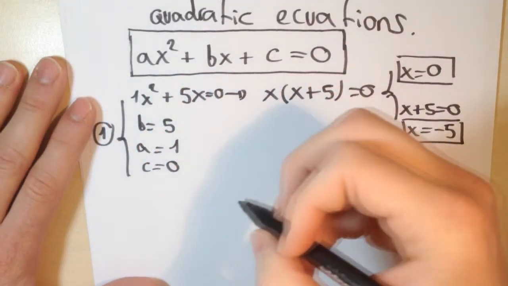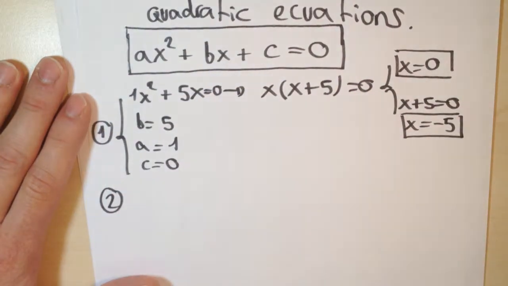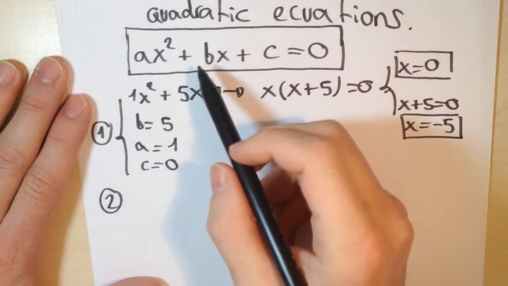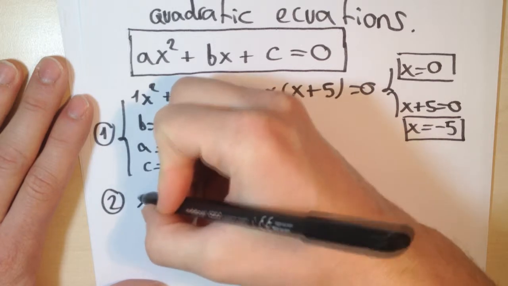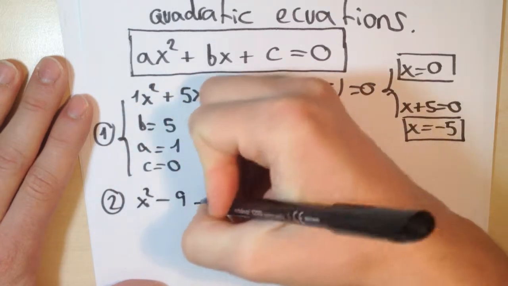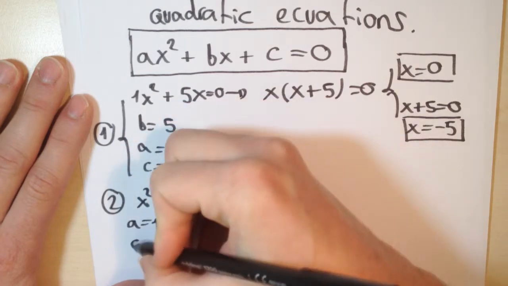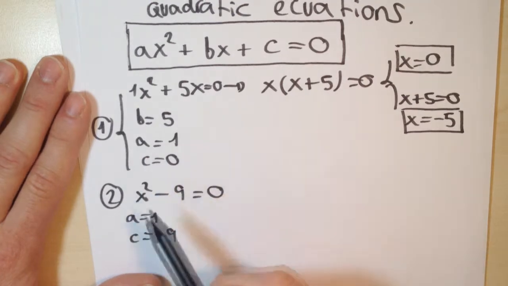Now we keep continuing with type 2. Which one is type 2? Type 2 is when b is 0. For example, we have x squared minus 9 equals 0. You see, a is 1 and c is minus 9, but we don't have b, so b is 0.